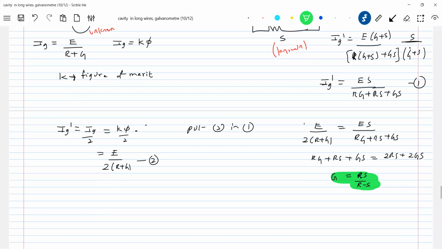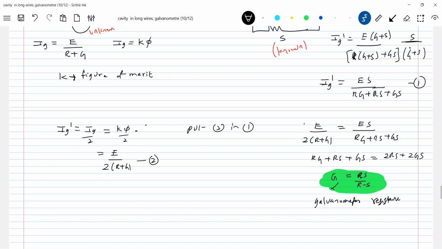If you know the galvanometer resistance, what is the advantage? Tell me, can we calculate the figure of merit? I'll come back to this formula. After getting this galvanometer resistance, it is the reverse of the parallel, no? RS by R plus S we used to write, but here it's a little bit different. Try to remember the formula.